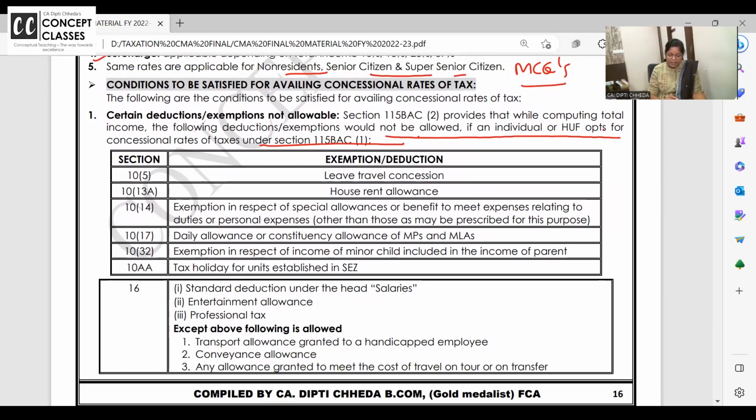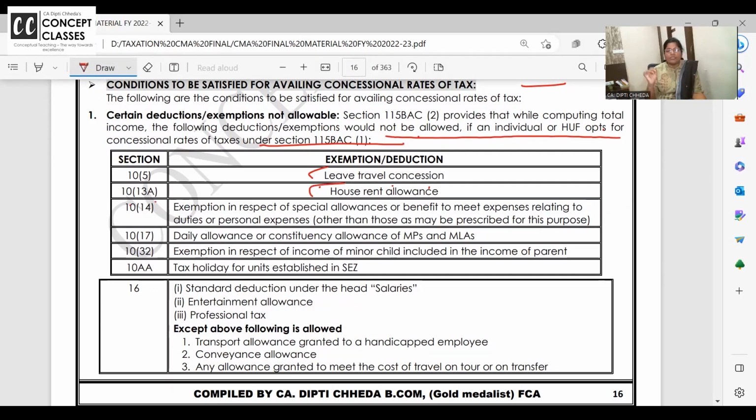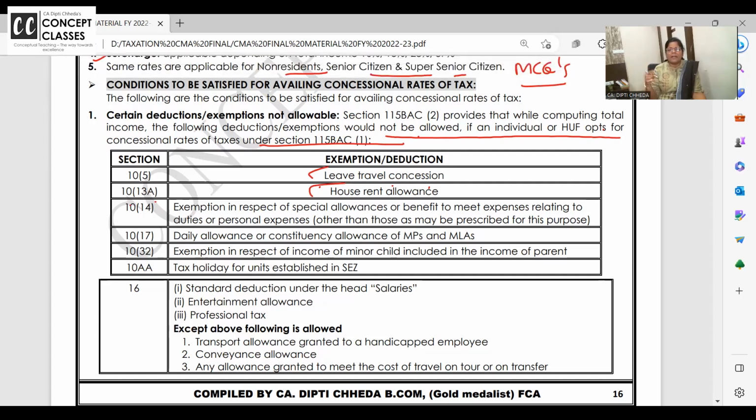First one, 10(5), leave travel concession. Leave travel concession in the 4 calendar years, 2 visits to hometown with family, economy class flight ticket, that leave travel allowance is not exempt. Then 10(13A) HRA, house rent allowance, 50% rent paid minus 50% of salary and all that was allowed as deduction under section 10(13A), that part was exempt for HRA. That is not allowed if you are receiving salary and you want to go for alternative tax regime.